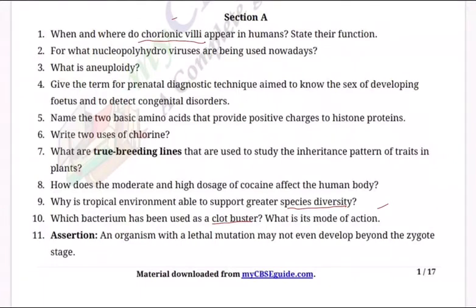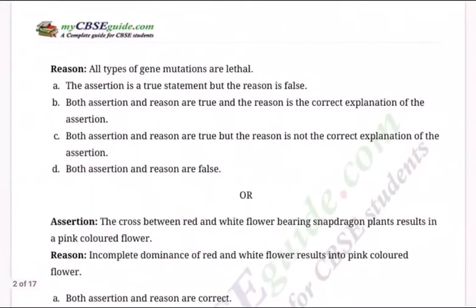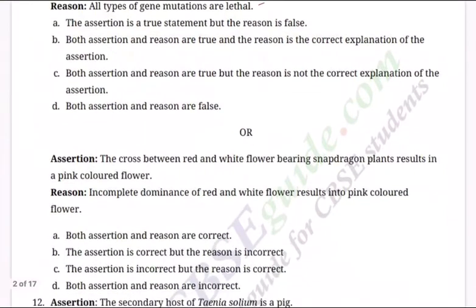Question number 11, assertion: An organism with a lethal mutation may not even develop beyond the zygote stage. Reason: All types of gene mutations are lethal. Option A, the assertion is true statement but reason is false. B, both assertion and reason are true and reason is the correct explanation of the assertion. C, both assertion and reason are true, but the reason is not the correct explanation of assertion. D, both assertion and reason are false.